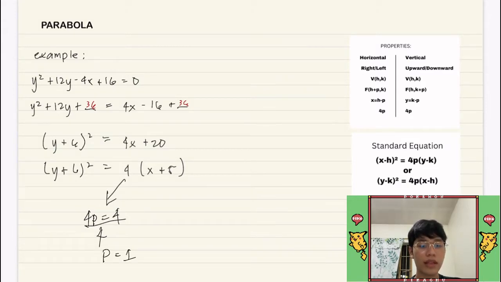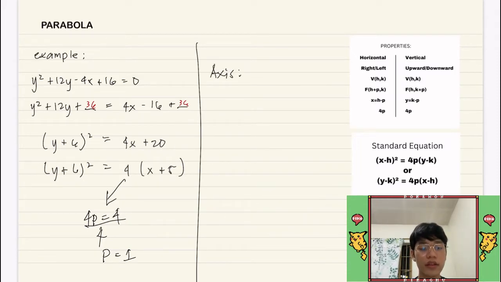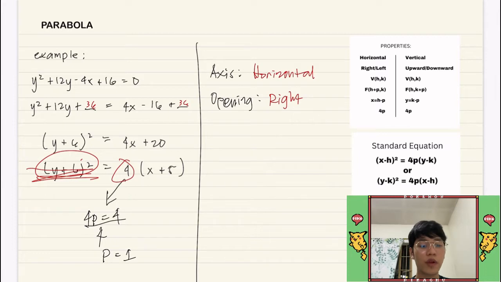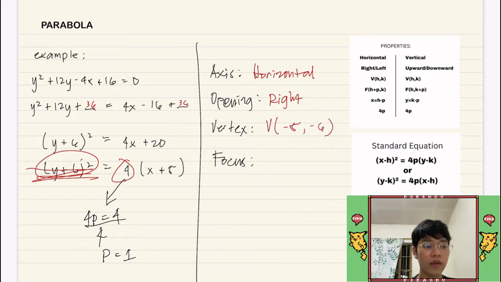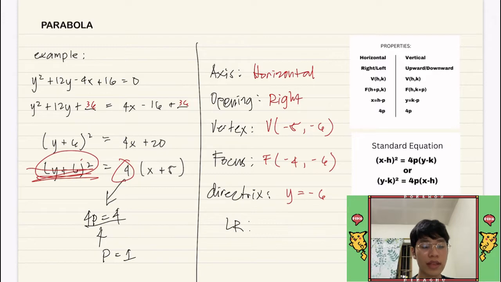So now that we identified the standard equation, we can now identify its properties. For its axis, it's horizontal since we use the horizontal standard equation. For its opening, it's right since the 4p is positive. Vertex is (-5, -6). Focus is (-4, -6). And directrix is x equals -6. Latus rectum is 4.